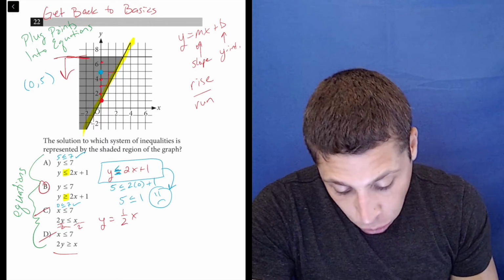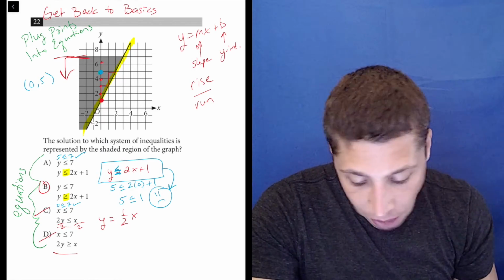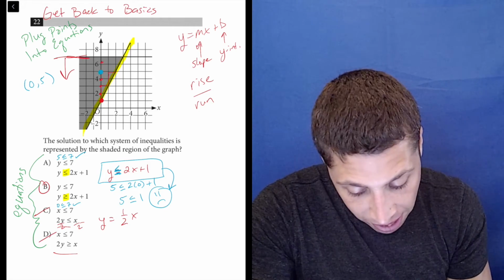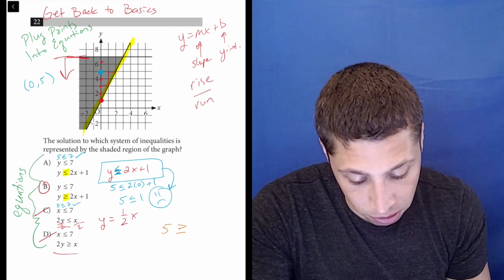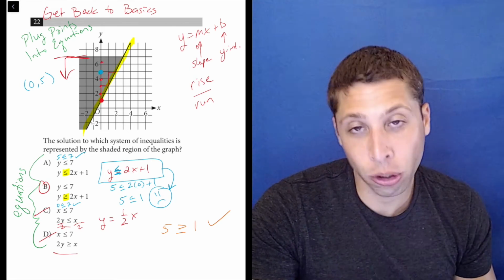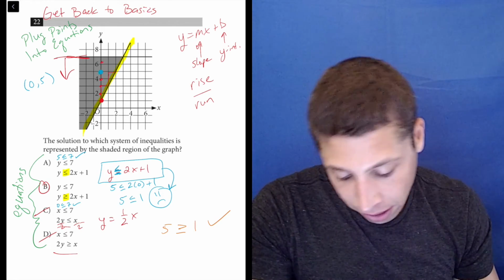And if we switch to choice B, we could see that it's definitely better when we have a different sign, right? Because then it would be 5 is greater than 2 times 0 is 0 plus 1. And that's true. So we know that that point is included.